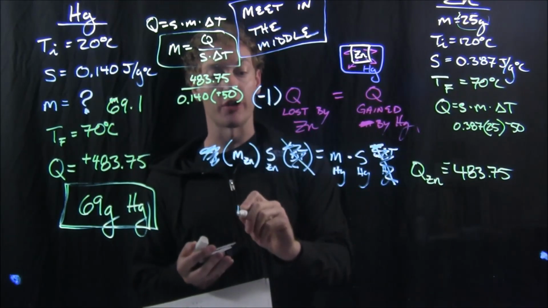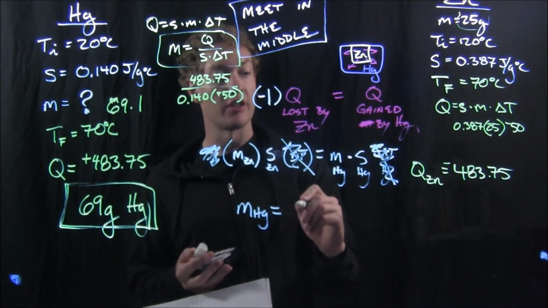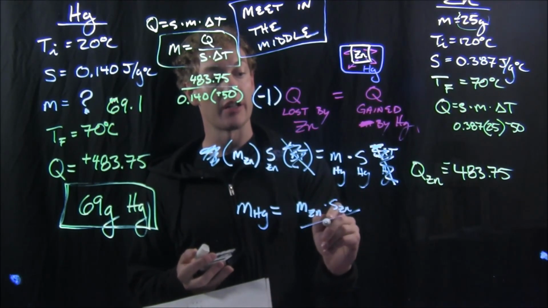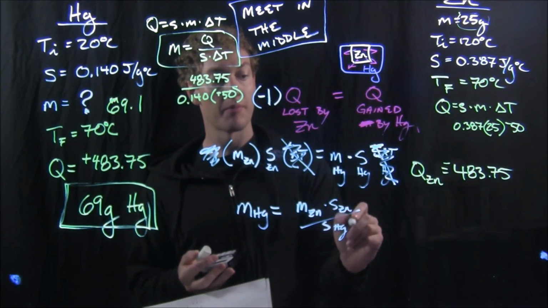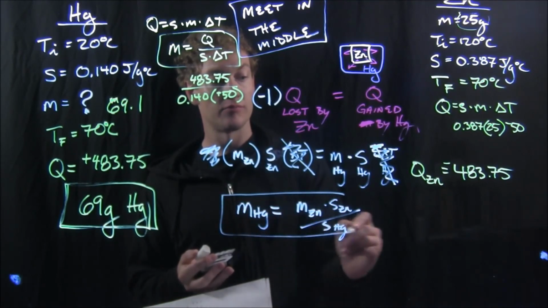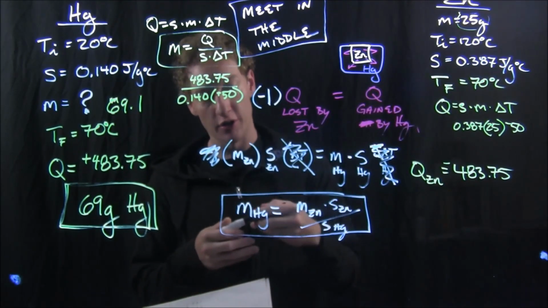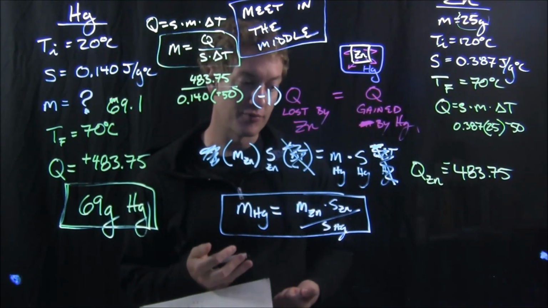The mass of mercury needed just equals the mass of zinc times the specific heat of zinc divided by the specific heat of the mercury. You plug that in, boom, you're done with the question. I don't know, like 12 seconds.